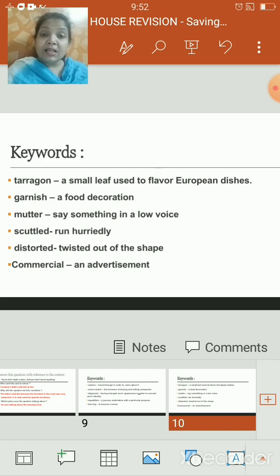Garnish. It's a food decoration. Mutter. That means say something in a low voice. Scuttled, run hurriedly. Distorted, that means twisted out of shape. Commercial means an advertisement.